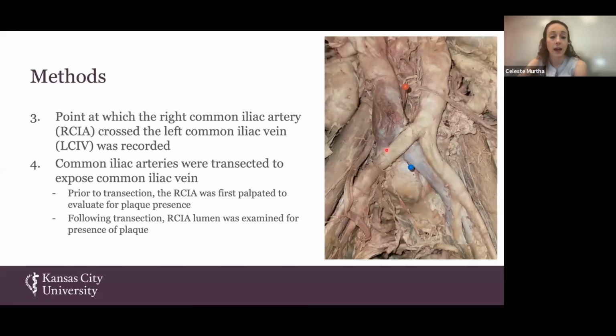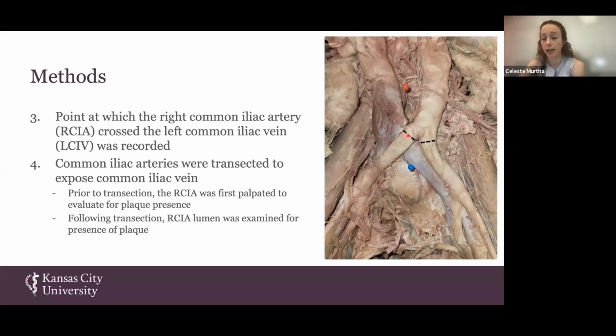We then observed the point at which the right common iliac artery crossed over the left common iliac vein. Luckily for us, in all of the cadavers we examined, this occurred at the junction of the left common iliac vein and the inferior vena cava, so we didn't really have to take any particular measurements, which made data collection a little bit easier. We then transected the common iliac arteries along these lines to better expose both the left and the right common iliac veins.